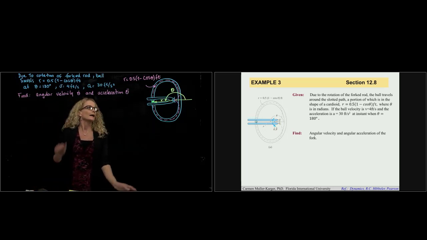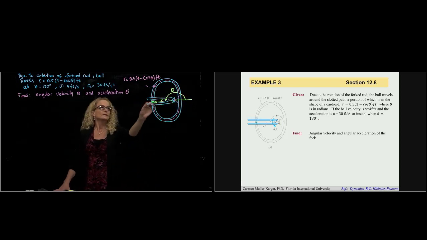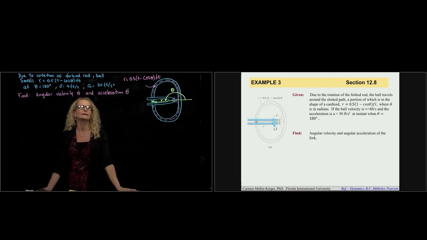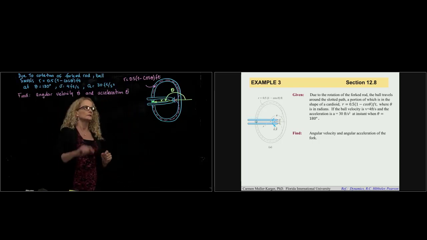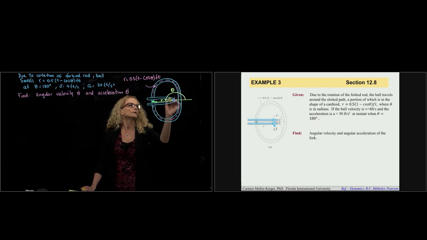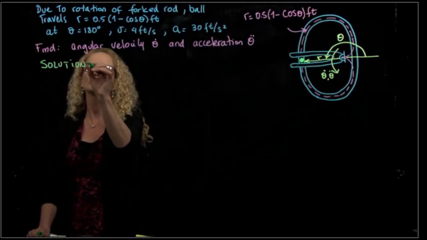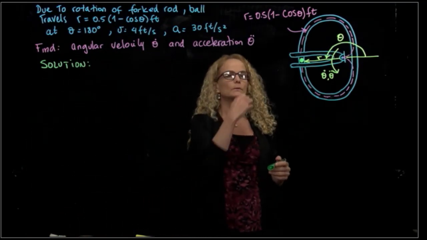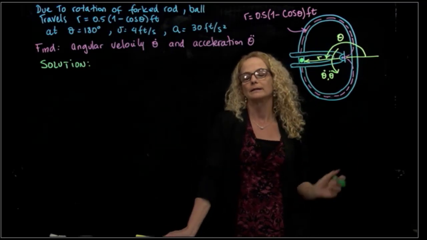For theta equals 180 degrees, we are in this part of the figure. So the fork has already traveled 180 degrees. The velocity at this point is 4 feet per second, and the acceleration is 30 feet per second squared. We are asked to find the angular velocity, theta dot, and the angular acceleration, theta double dot. First of all, we have to decide which kind of coordinates we want to use. Since we are given information in terms of r and theta, I will use cylindrical coordinates.